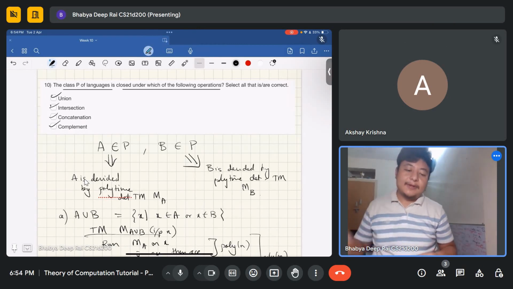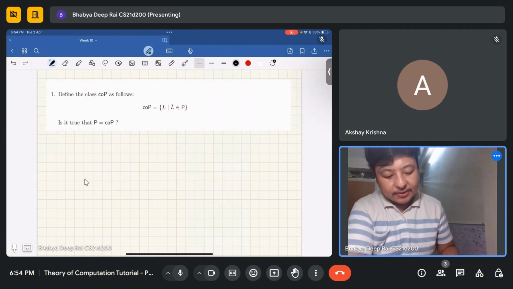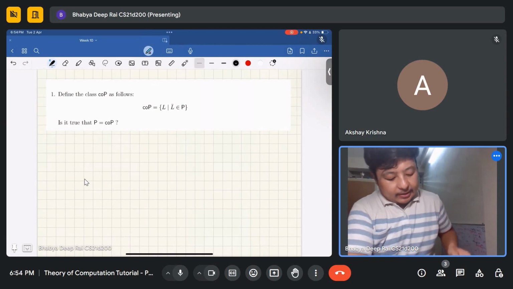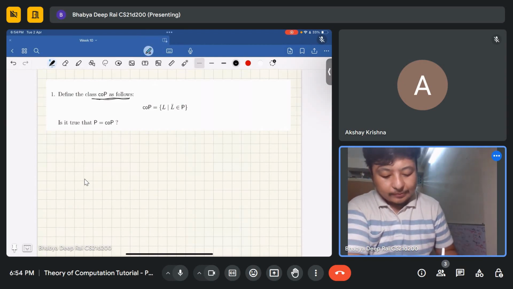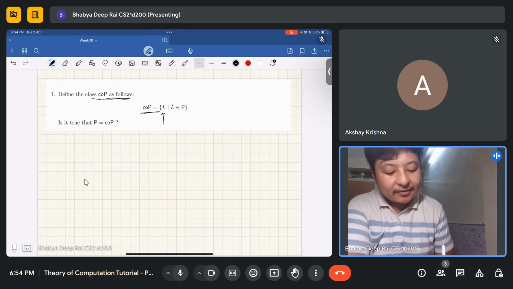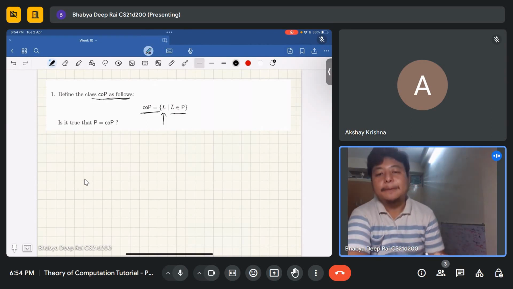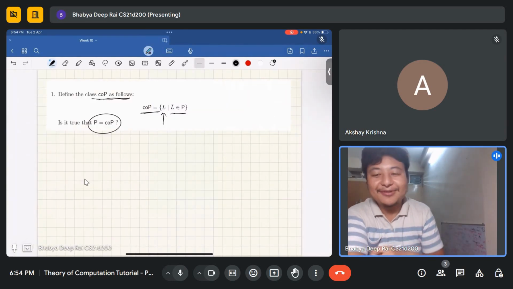Okay, good. Now let's move on to this week's topic. So I have a few questions here. Define the class coP as follows. coP is just the set of complements of the languages that are in P. It is the set of all languages such that its complement is in P. Question: is P in coP? Okay, I just realized that the answer is in the previous question that we solved.